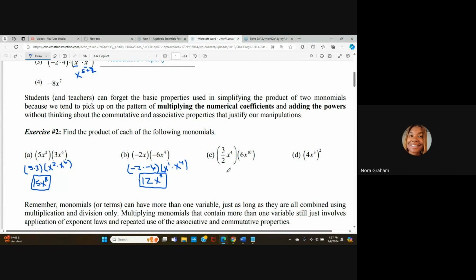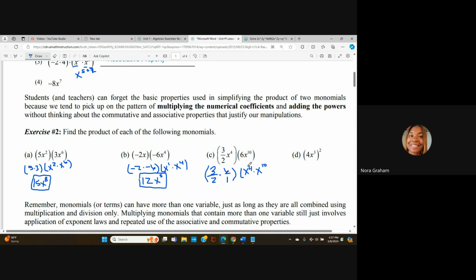All right, C, I do the same thing. This time I have fractions. That's okay because multiplying fractions together is easy. 6, and I can put that over 1 if I really want to see that. And then again, I have my like bases. I have x to the 4th, and then I have x to the 10th. So I'm just going to add those exponents when I get a chance.